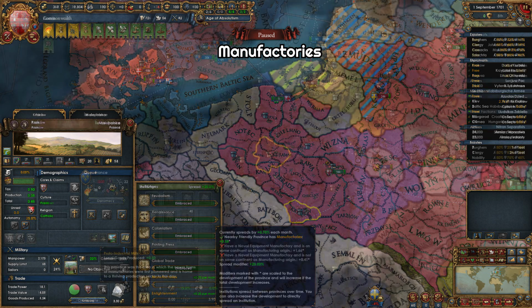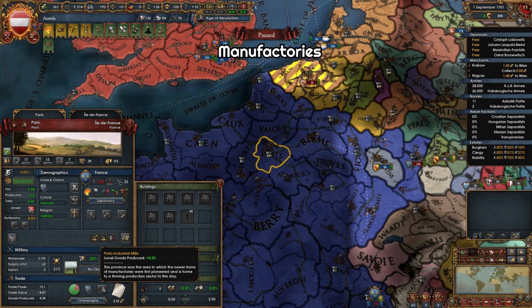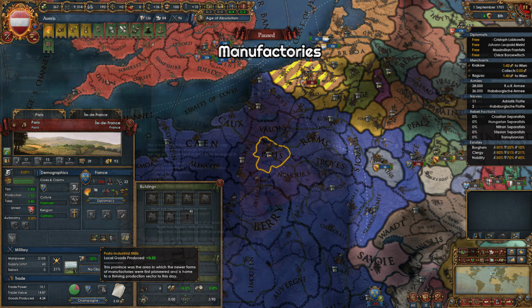delayed for too long. Once you embrace manufactories, you get a global 10% goods produced modifier, and the province that spawns it gets plus 0.5 local goods produced. So you will see a good jump in your income after embracing manufactories.